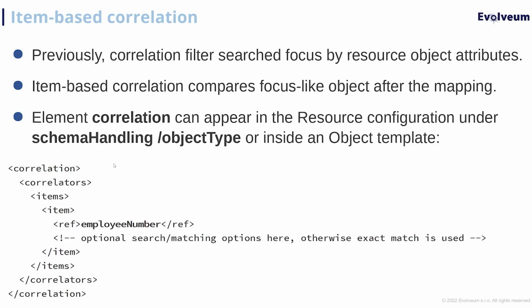Let's see this example, for instance. You say that the correlation is based on the employee number, for instance. If nothing else is specified here, it's based on an exact match, which is the default. And in this case, you compare the employee number from a focal object with the employee number from the resource object, but mapped already to the focus object, kind of. You can imagine it's a temporary object after mapping.